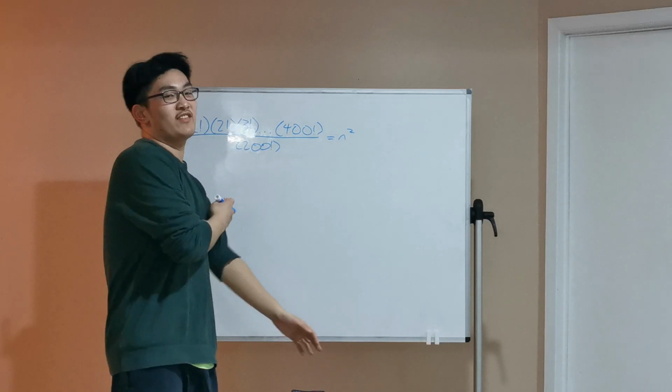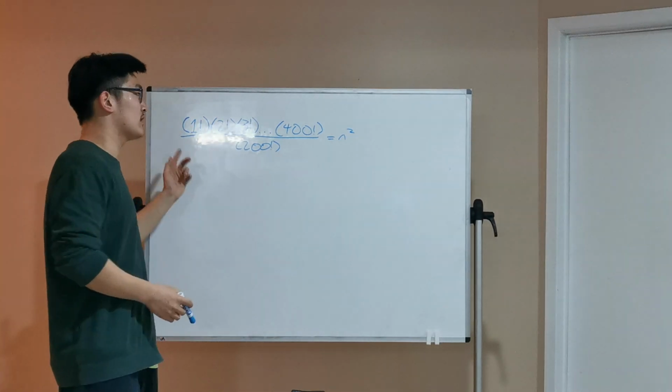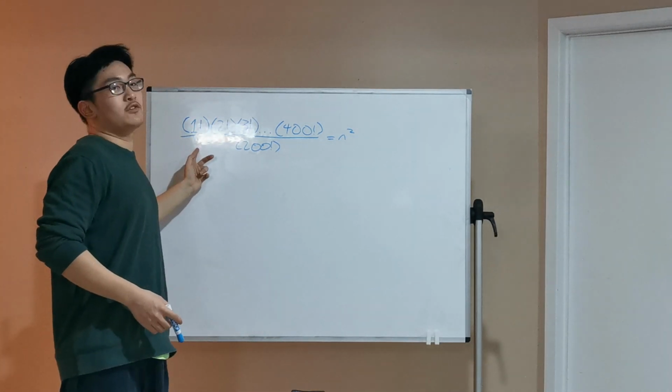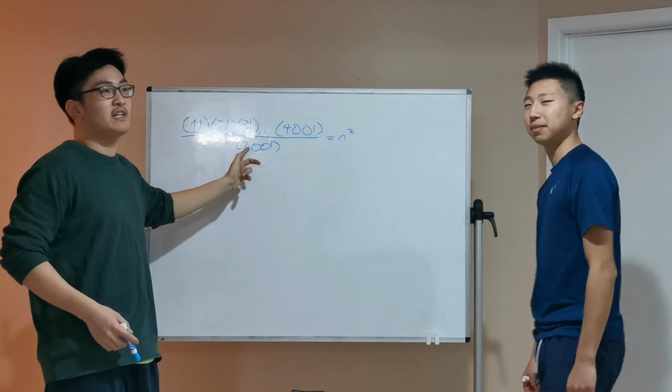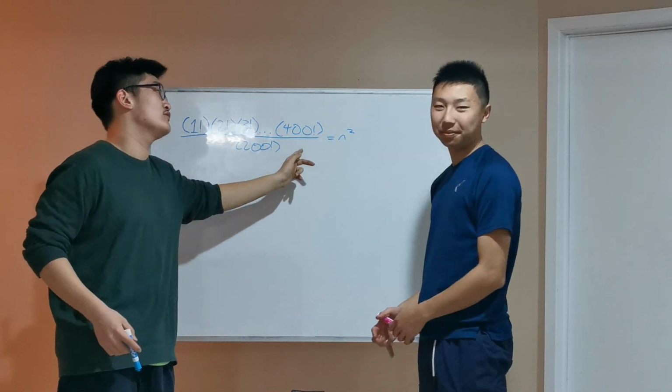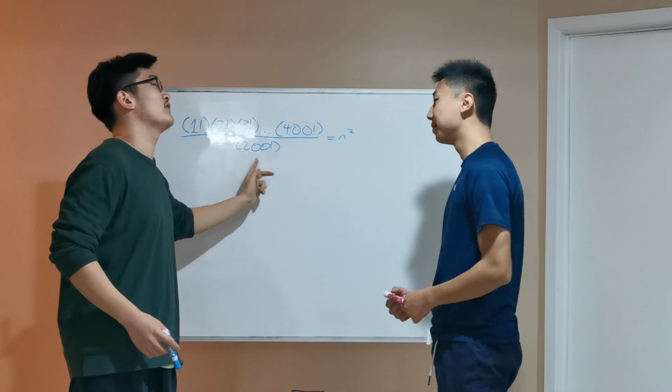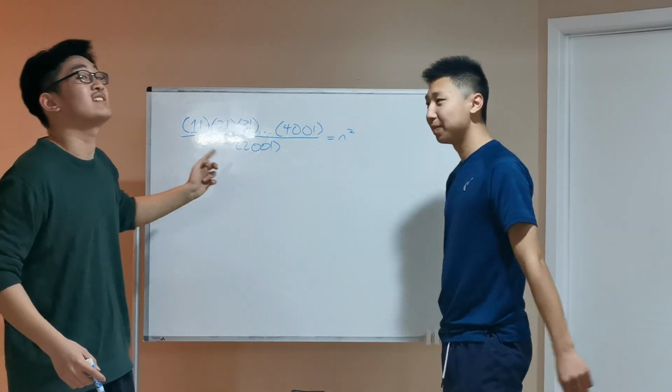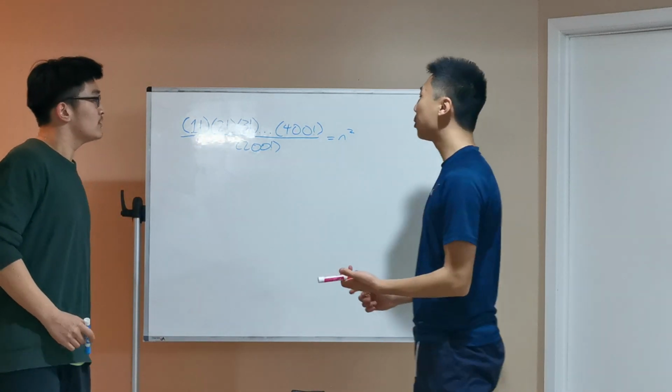Hey guys, we have another question today, which is 1 factorial times 2 factorial times 3 factorial times all the way up to 400 factorial, divided by 200 factorial. We have to prove that this is a perfect square. So how would we do that?